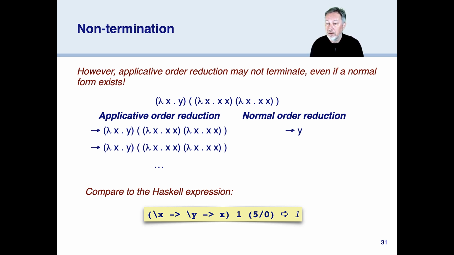If we're lazy, we pass omega into lambda x dot y. Lambda x dot y doesn't even use an argument, it throws it away and gives us y back. This is equivalent to the Haskell expression, lambda xy giving x, and giving it two arguments, 1 and 5 divided by 0. So lambda xy giving x will return its first argument, which is 1, and it'll throw away the second one. Because it's being lazy, it's doing normal order reduction, always doing the beta reduction on the left rather than on the right, and it will give us a result.